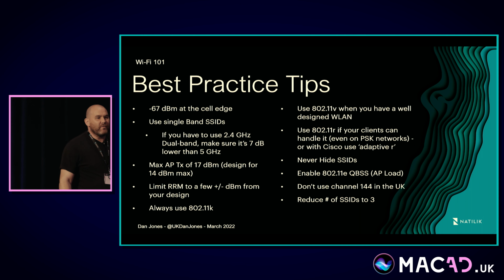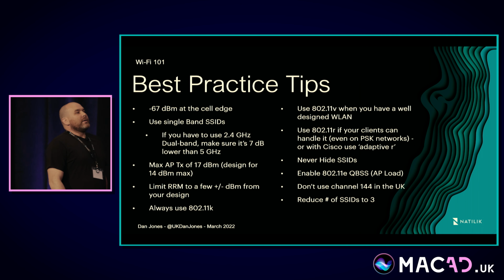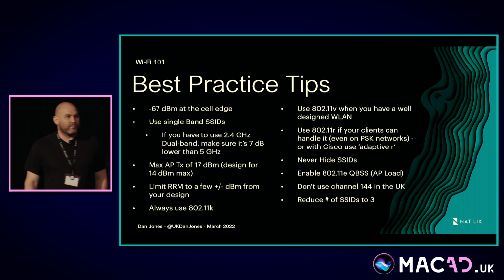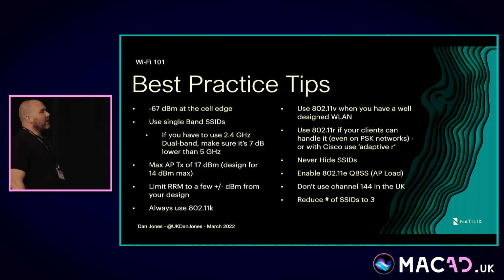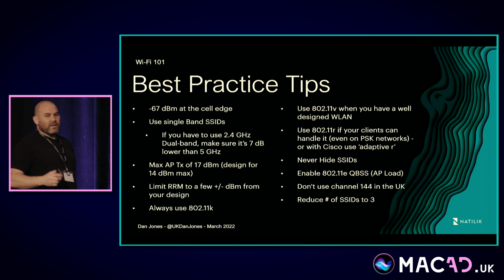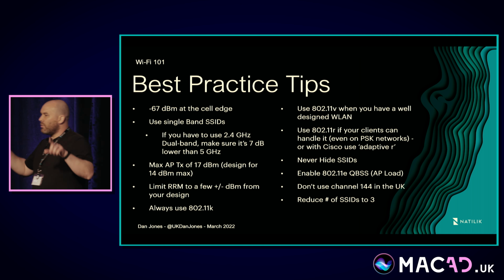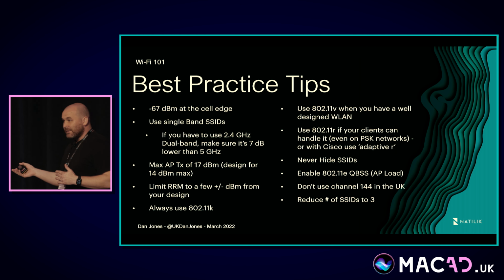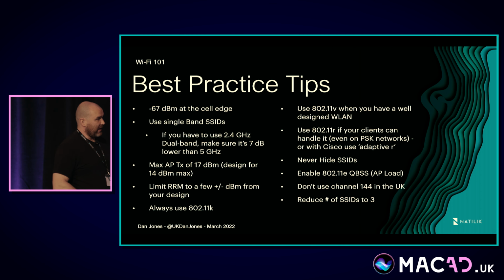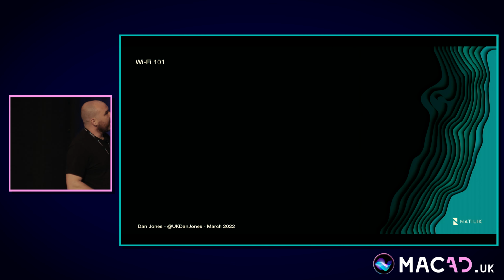Do not use channel 144 in the UK. I sell a lot of Cisco. I install a lot of Cisco Meraki kit. Out of the box, it comes enabled with channel 144. No Apple device in the UK will use channel 144. So make sure that's turned off. And reduce your number of SSIDs to 3. I can show you a chart about why. Trust me, you want to make sure that you have as few SSIDs as you possibly can.